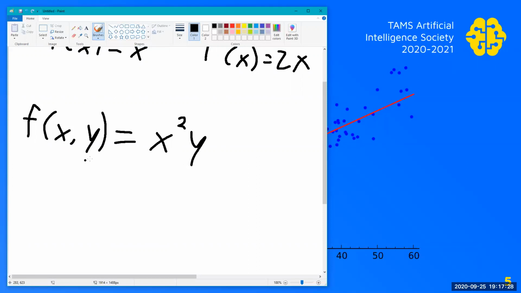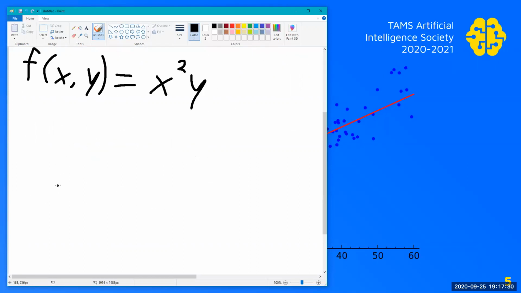So if we do it with x, the normal derivative notation would be like this, right? df dx. But when you have partial derivatives, instead you use a different symbol, so I think this is lowercase delta. And so now we're using the f of x, y here.